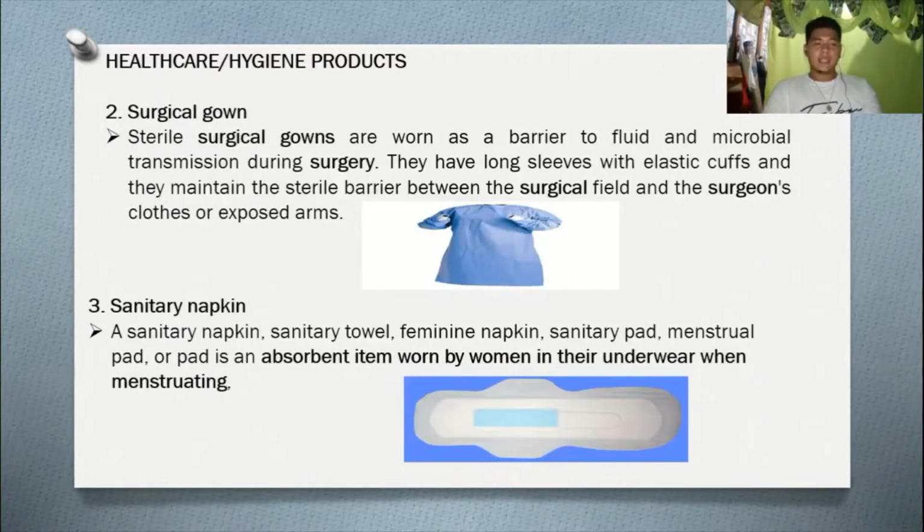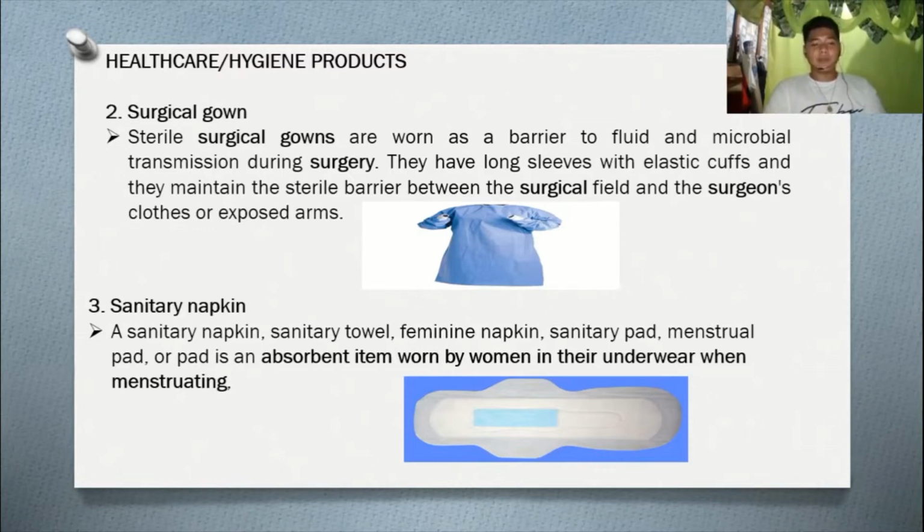Next is surgical gown. Surgical or sterile surgical gowns are worn as a barrier to fluid and microbial transmission during surgery. They have long sleeves with elastic cuffs and maintain the sterile barrier between the surgical field and the surgeon's clothes or exposed arms. Number 3, sanitary pads or napkin.